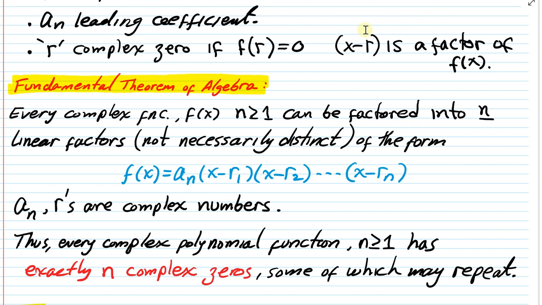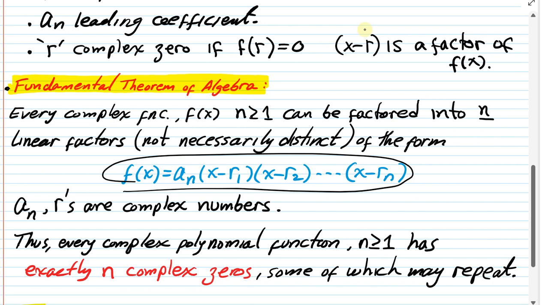So here we go. The fundamental theorem of algebra. This theorem reads, every complex function f of x that has a degree at least 1, it must be a degree 1 complex number, okay? A complex function can be factored into n linear factors. And these linear factors are not necessarily distinct. That means the theorem allows for repeated multiplicity of these factors, right? Of the form that, we've seen this form before, by the way, this form, remember?